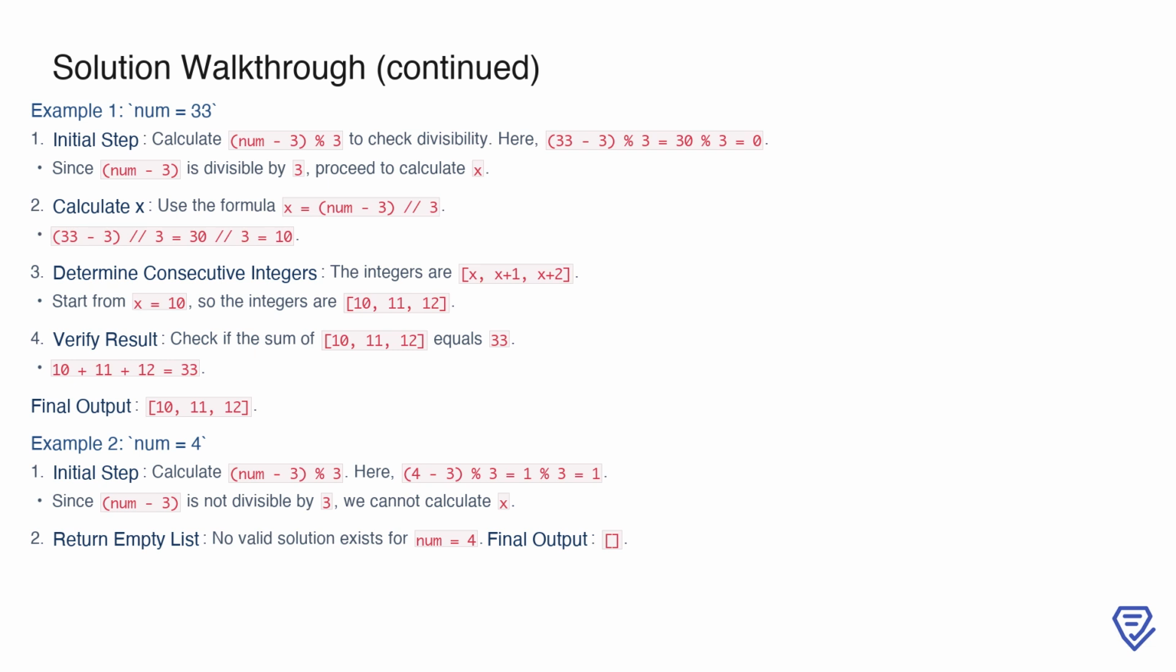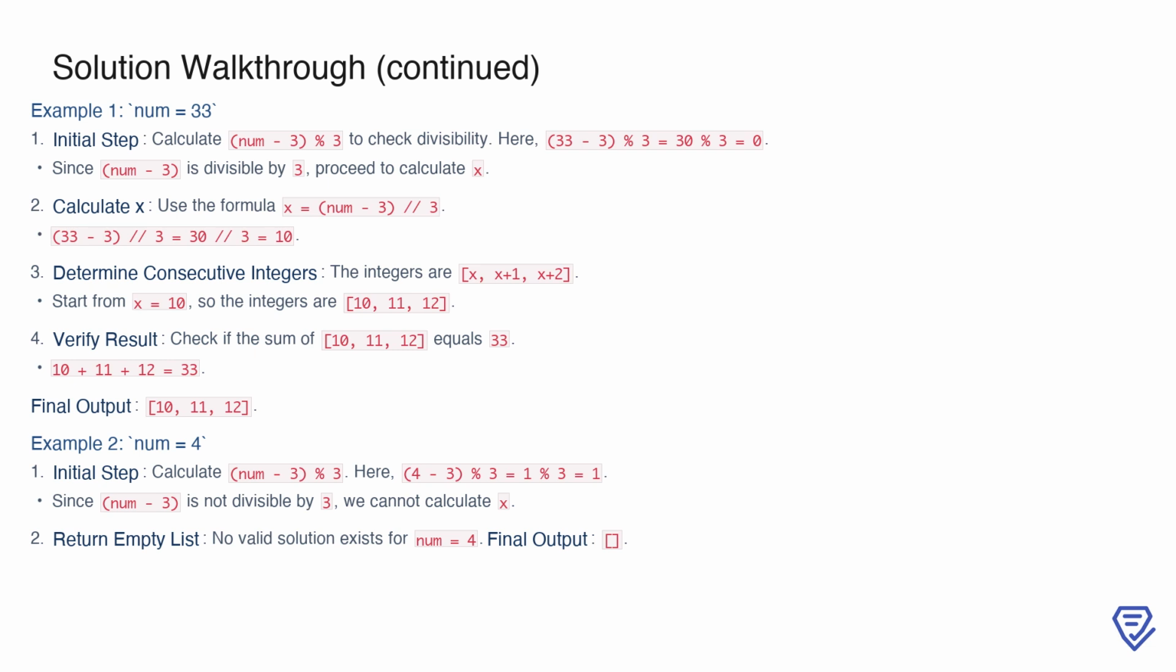Now, the three consecutive integers are x, x plus 1, x plus 2, which gives us 10, 11, 12. To verify, we check the sum of these integers, 10 plus 11 plus 12 equals 33, which matches the given number. Thus, the output is 10, 11, 12.